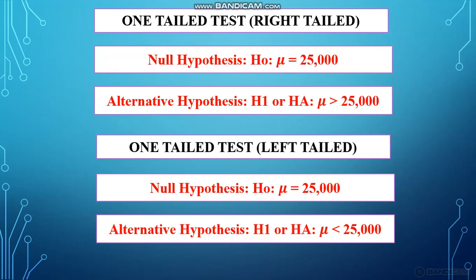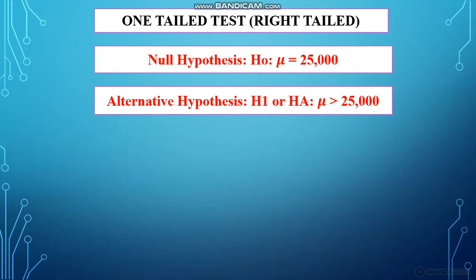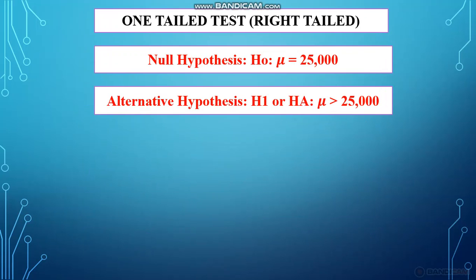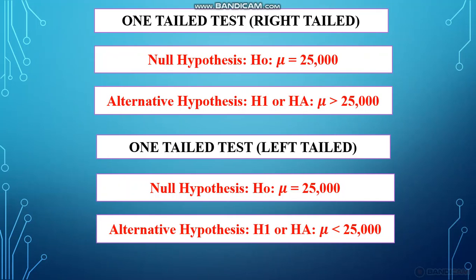So whether the test is one tail or two tail, we decide based on the alternate hypothesis. In all three tests the null hypothesis is the same, but the alternate hypothesis is different. So based on the alternate hypothesis only, we decide the test type, two tailed or one tailed.